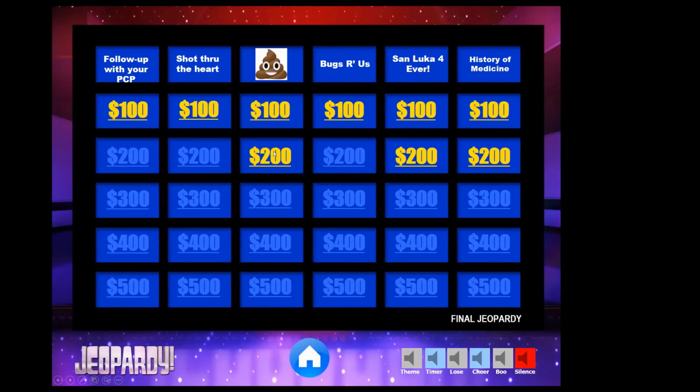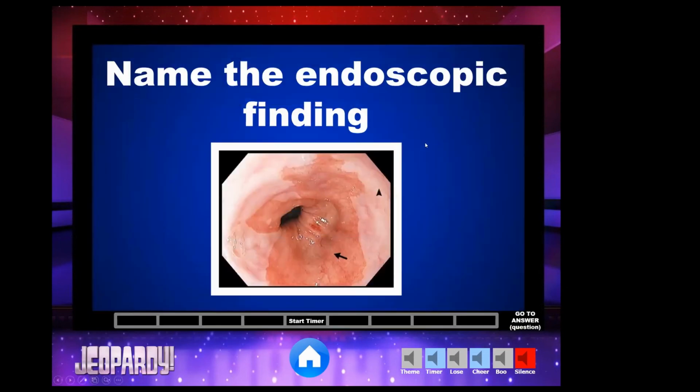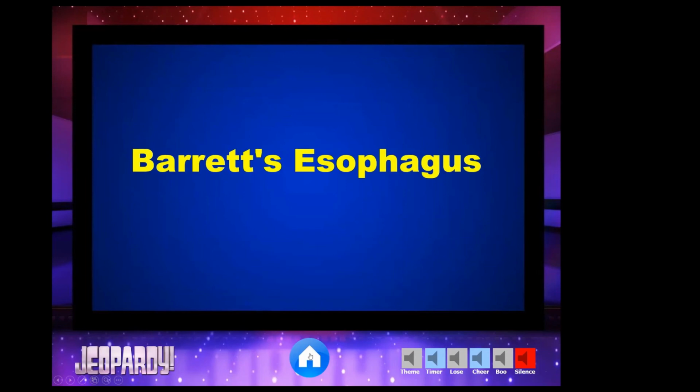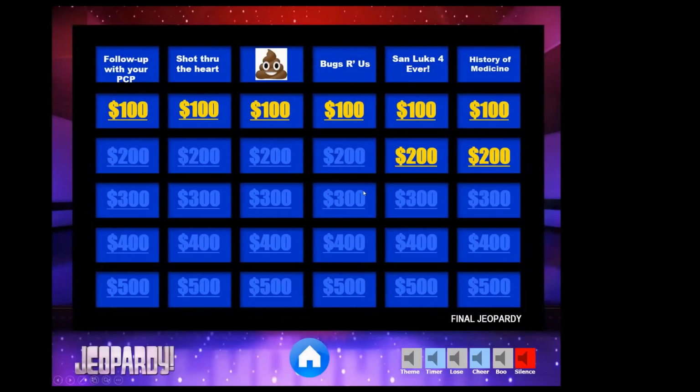Let's start with GI. Name the endoscopic finding. Barrett's esophagus. So Connor got it first. That is correct. Barrett's esophagus. Connor's team is team 3, right? Yeah. So that's points for team 3, 200.